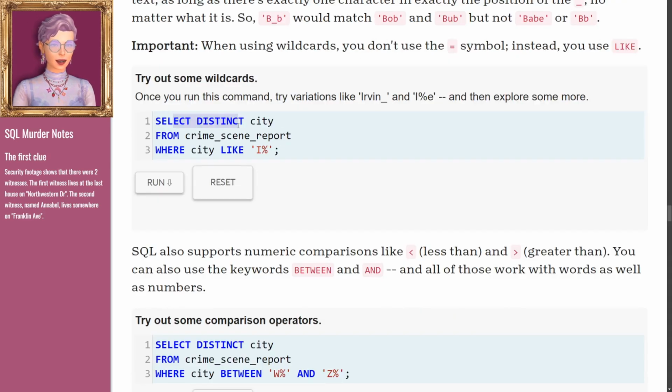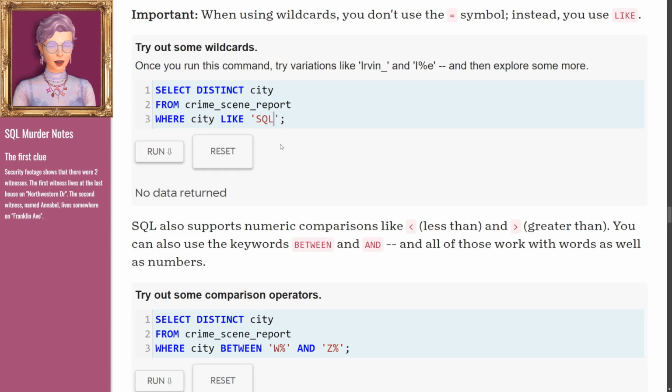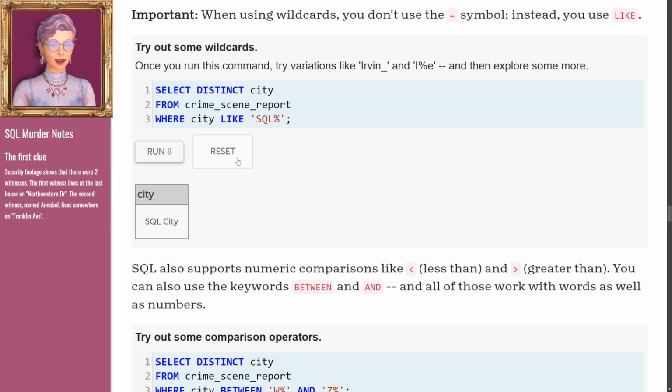So select distinct city. So distinct is every unique city from crime scene report where the city is like I and then something. Yeah, that makes sense. Okay. I guess we can see all the stuff that happened in SQL City. I mean, we already know the full name, but yeah, that gave us what we expected.